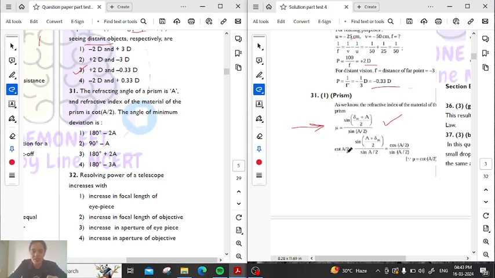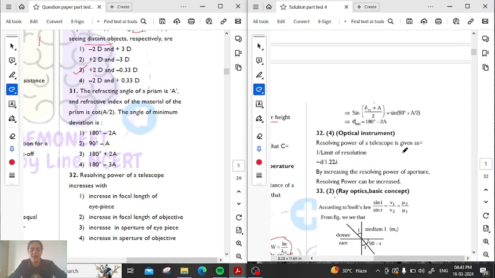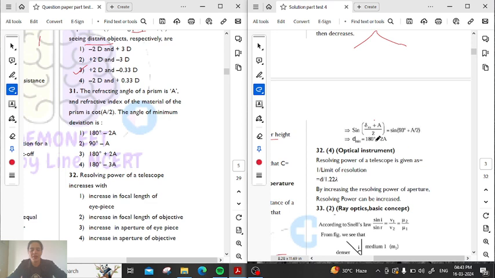Now we need to find this cot A by 2. We can simplify it. It's some mathematical trigonometric equations. We are simply using it and resolving it, putting the values as given, and we find it 180 minus 2A, which is a simple value. This is the answer. Okay.